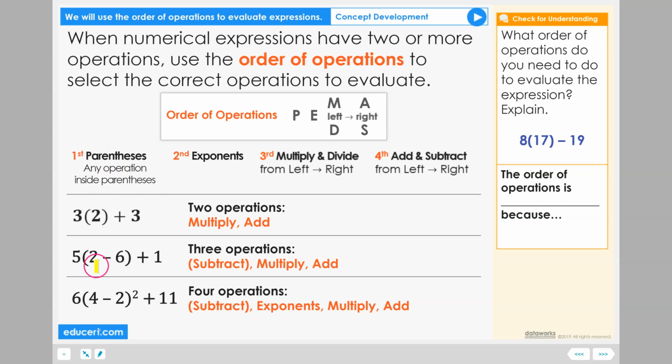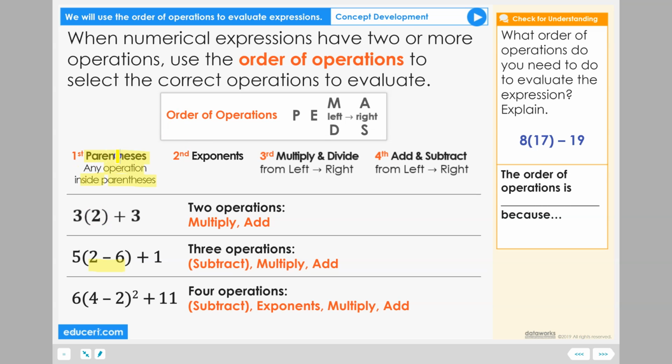So parentheses would be shown here in this example, 5 times the quantity 2 minus 6. This subtraction is an operation inside of parentheses. In this first example, 3 times 2, we see parentheses, but there's no operation inside of this parentheses. It is just showing the multiplication of 3 times 2.